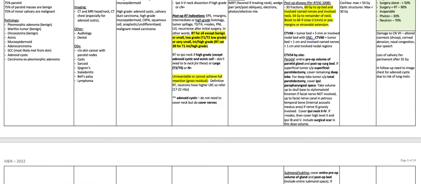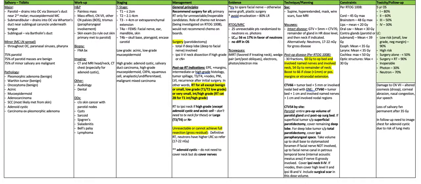Staging. T1 is less than or equal to 2 centimeters. T2 is 2.1 to 4 centimeters. T3 is greater than 4 centimeters or extraparenchymal extension. T4A is FEMS: facial nerve, ear, mandible, skin. T4B is SPEC: skull base, parotid, encased carotid.